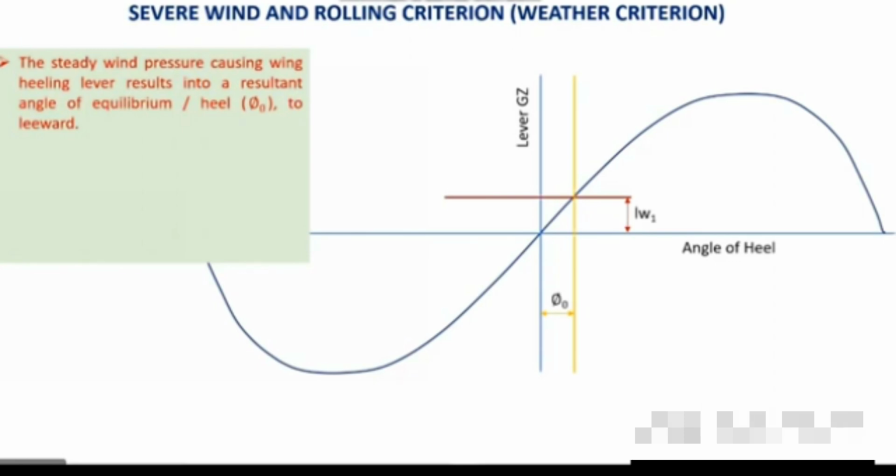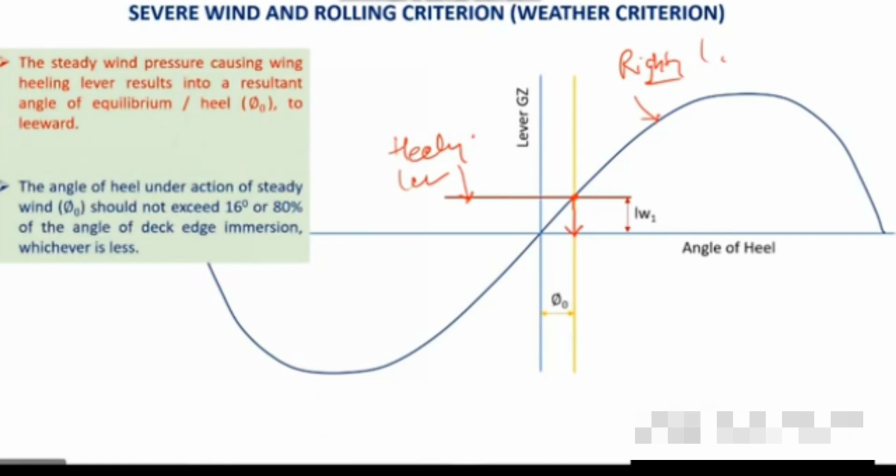What is it that you've not understood? Have you opened question number 87 beta of GZ curves? So how did you do that question? This phi 0 shall not be greater than 16 degrees or 80% of the angle of deck immersion. If the vessel's phi 0 exceeds 16 degrees or 80% of the angle of deck immersion, whichever is lesser, then the vessel is failing to meet this first criterion of the severe wind and rolling.